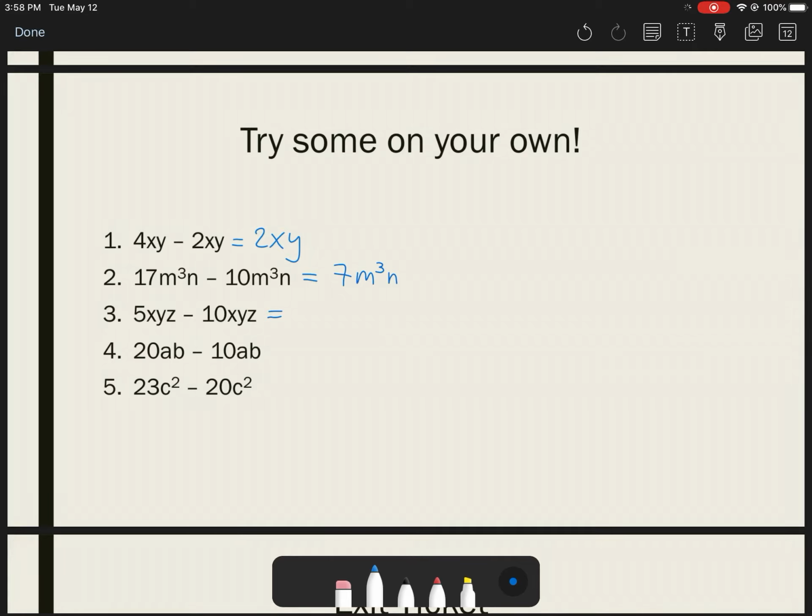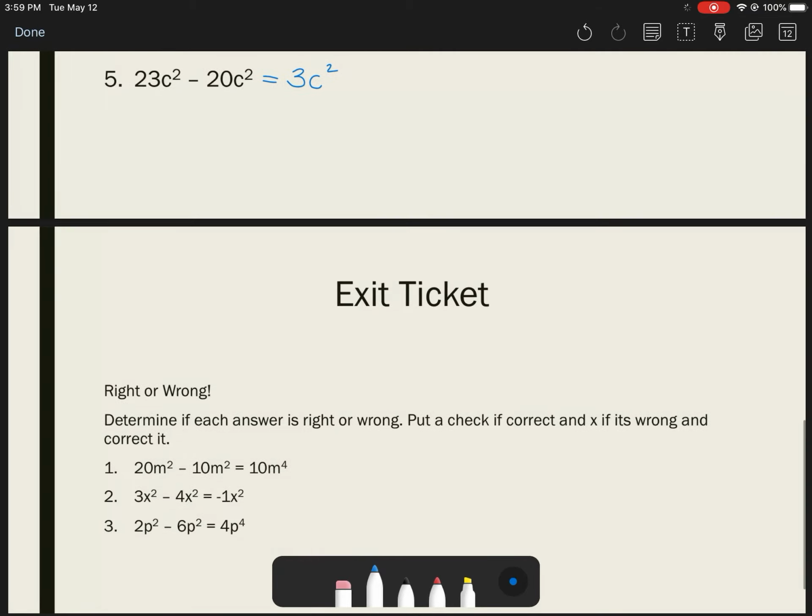Okay, next one. So we're going 5 minus 10. That's going to give us negative 5xyz. Okay, number 4, 20ab minus 10ab. That's going to give us 10ab. And last but not least, 23c squared minus 20c squared. We're doing 23 minus 20. That gives us 3. C squared stays the same. Okay, pretty simple, right, guys? I think you shouldn't have a problem doing this.